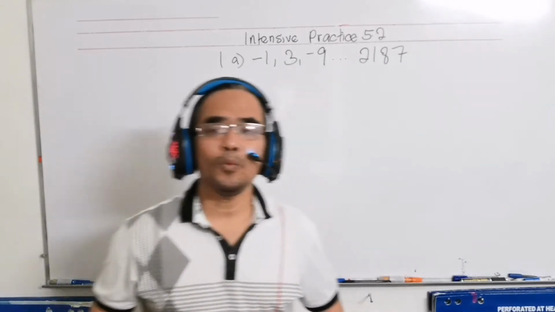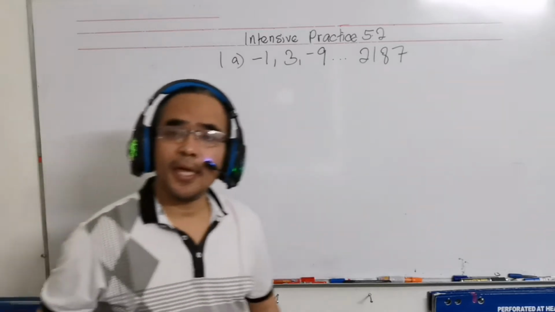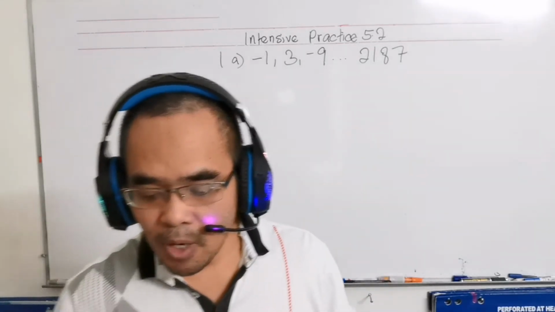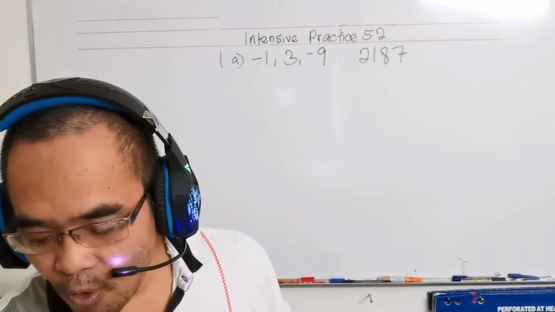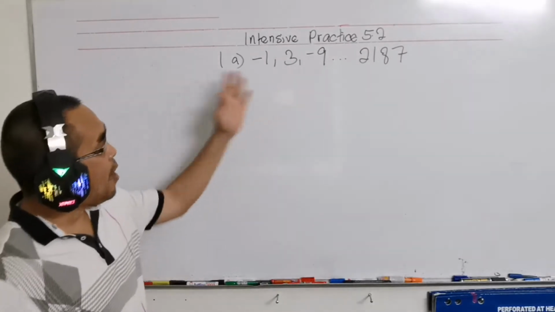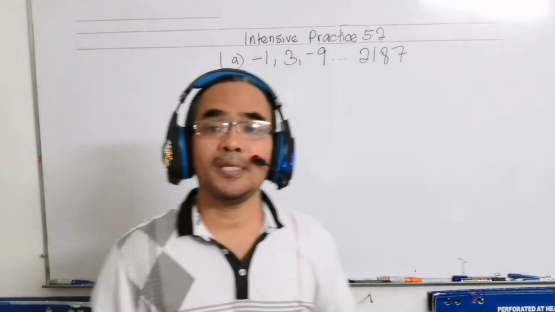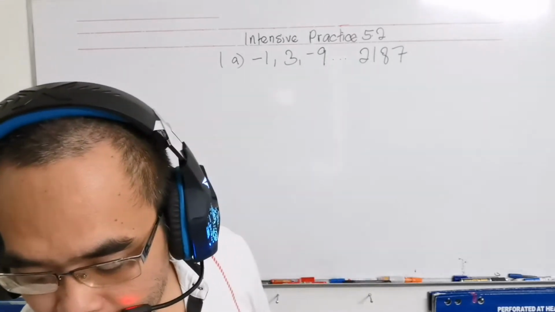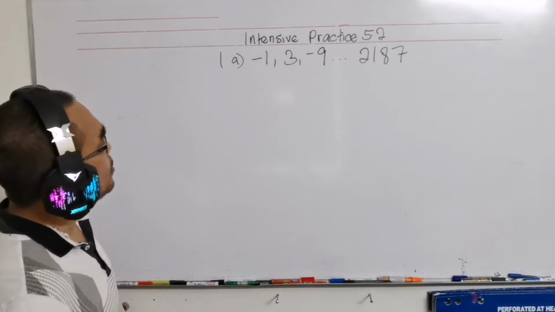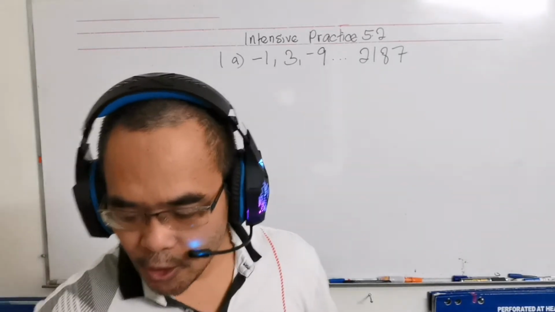Our next question will be intensive practice 5.2 number 1A. The question is asking us to calculate the number of terms and the sum for each of the following geometric progressions. So how many terms are here, and what is the sum of the terms? Okay, so this is a geometric progression.